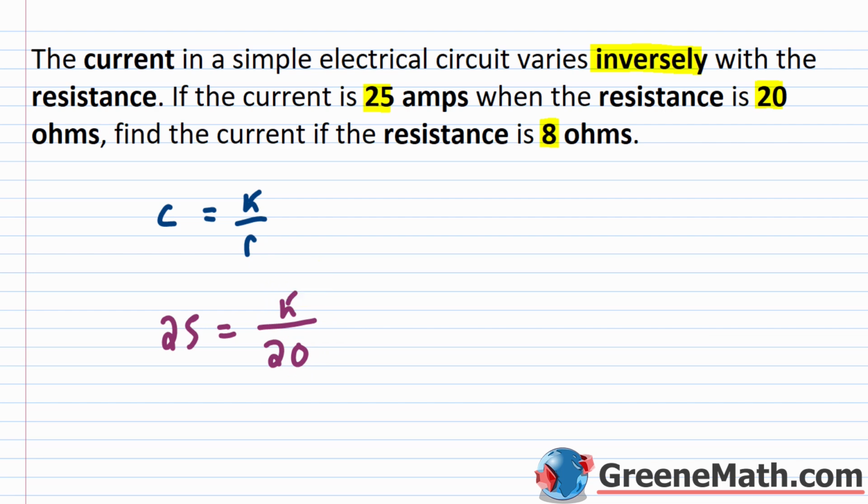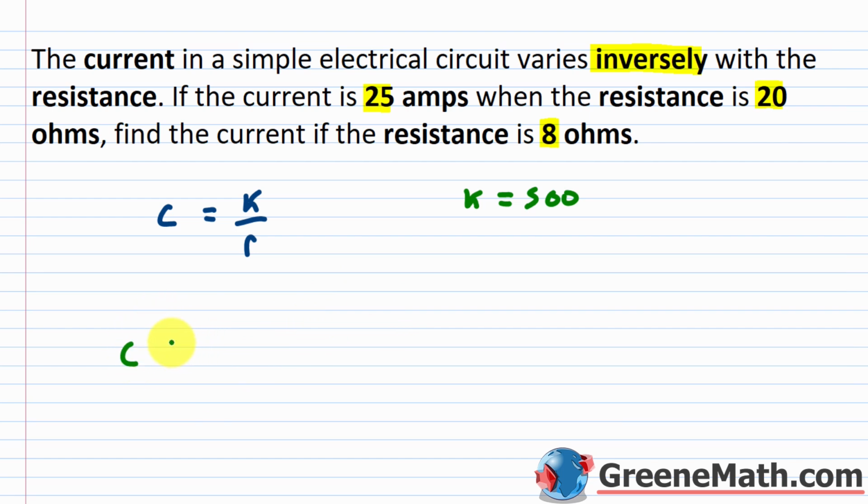Multiply both sides by 20. And so this right here is going to cancel, and you're going to get 20 times 25. We could do 2 times 25, that's 50. Put a 0 on the end, that's 500. So we would say k is equal to 500. Okay, let me get rid of this, and we'll just replace that in the model.